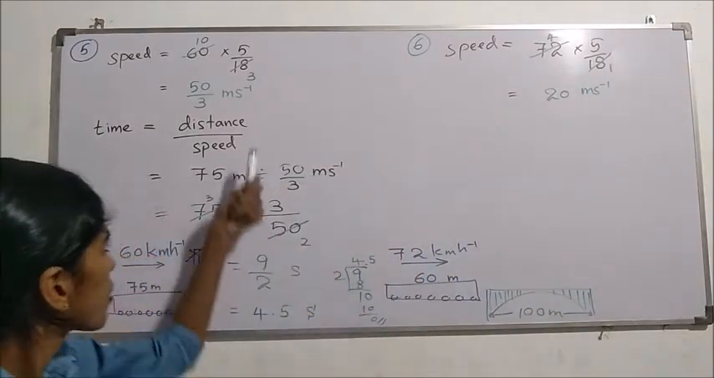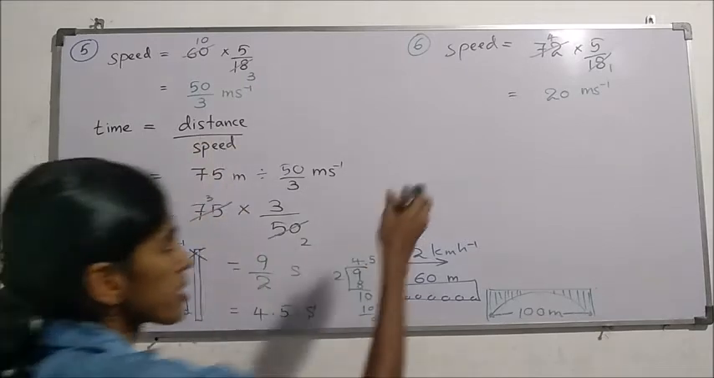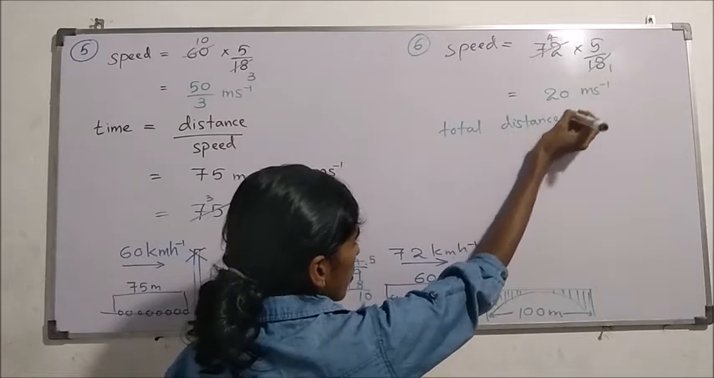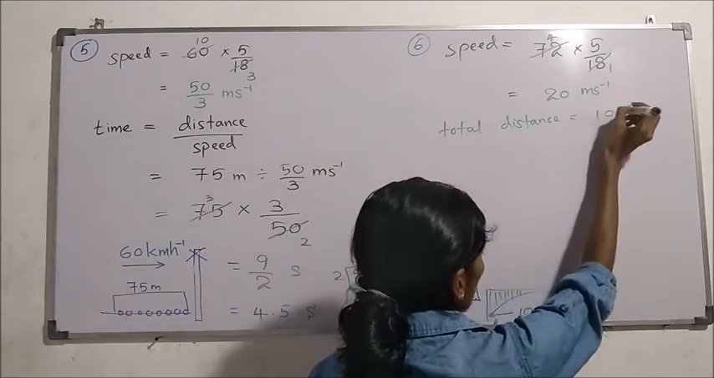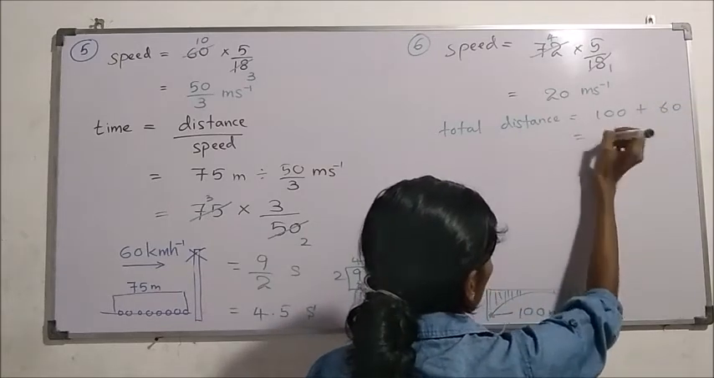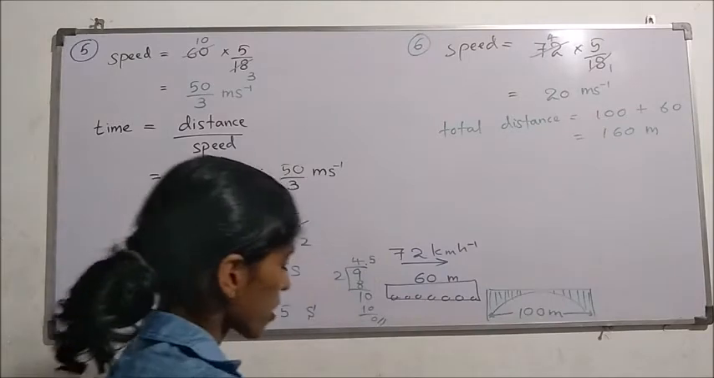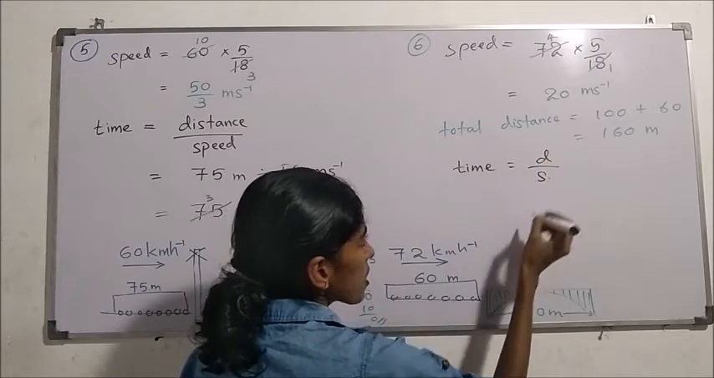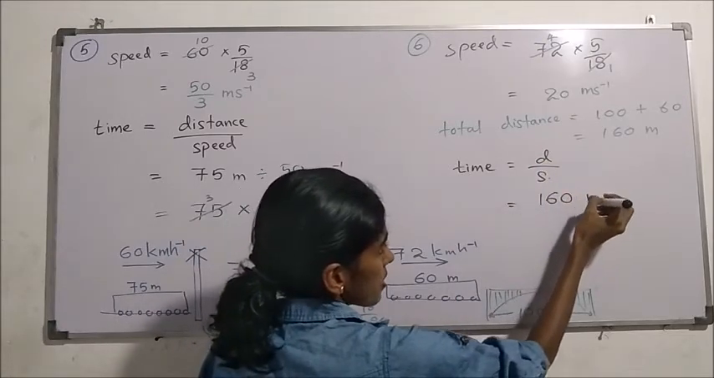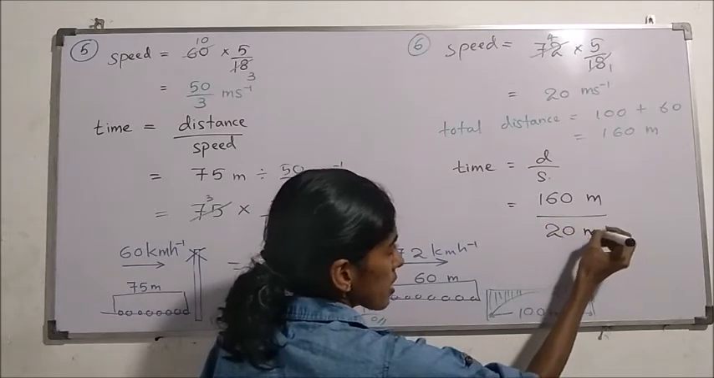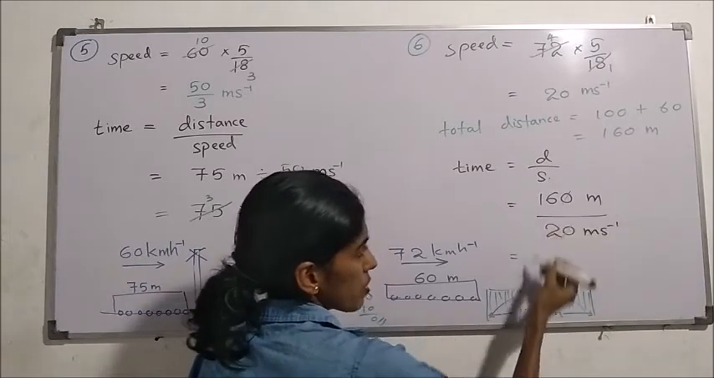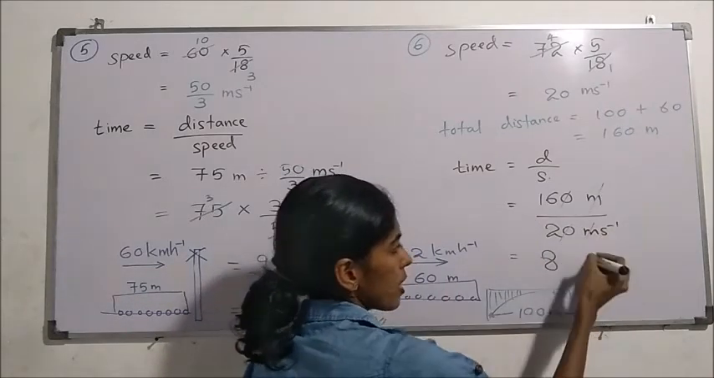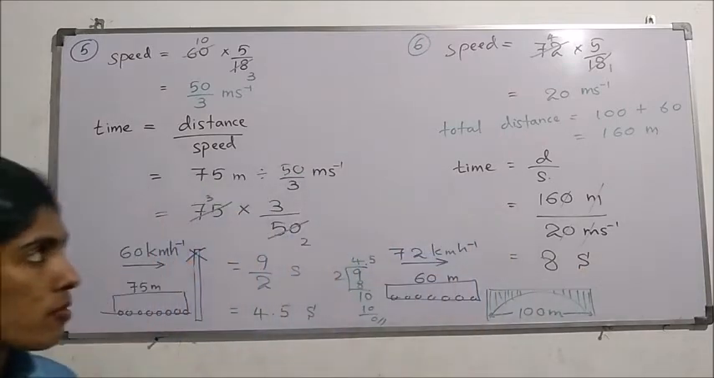Now before going to the formula, we should find the total distance, no? What is the total distance? This train should pass 100 plus 60, 160 meters. Now we can go to the same formula to find the time, distance divided by speed. The distance is 160 meters. The speed is 20 meters per second. So here 0 to 0 cut. Divide 16 by 2, 8. Meters to meters cut. Per second goes up. Then it becomes just seconds. That means 8 seconds.